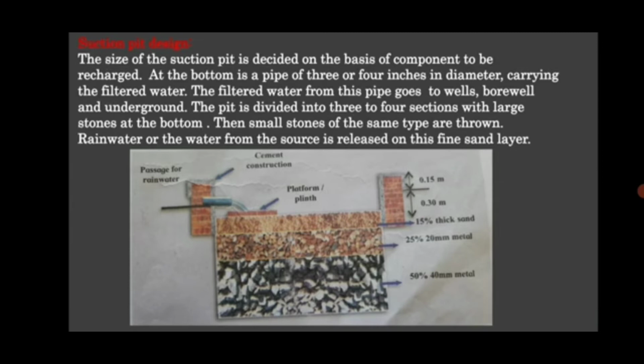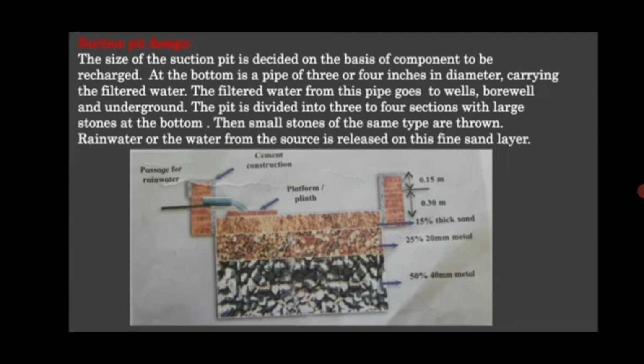You can see the pipe carrying the filtered water. The filtered water from this pipe goes to the wells, then to the borewells and underground. The pit is divided into 3 or 4 sections with large stones at the bottom. You can see there are stones at the bottom, right?